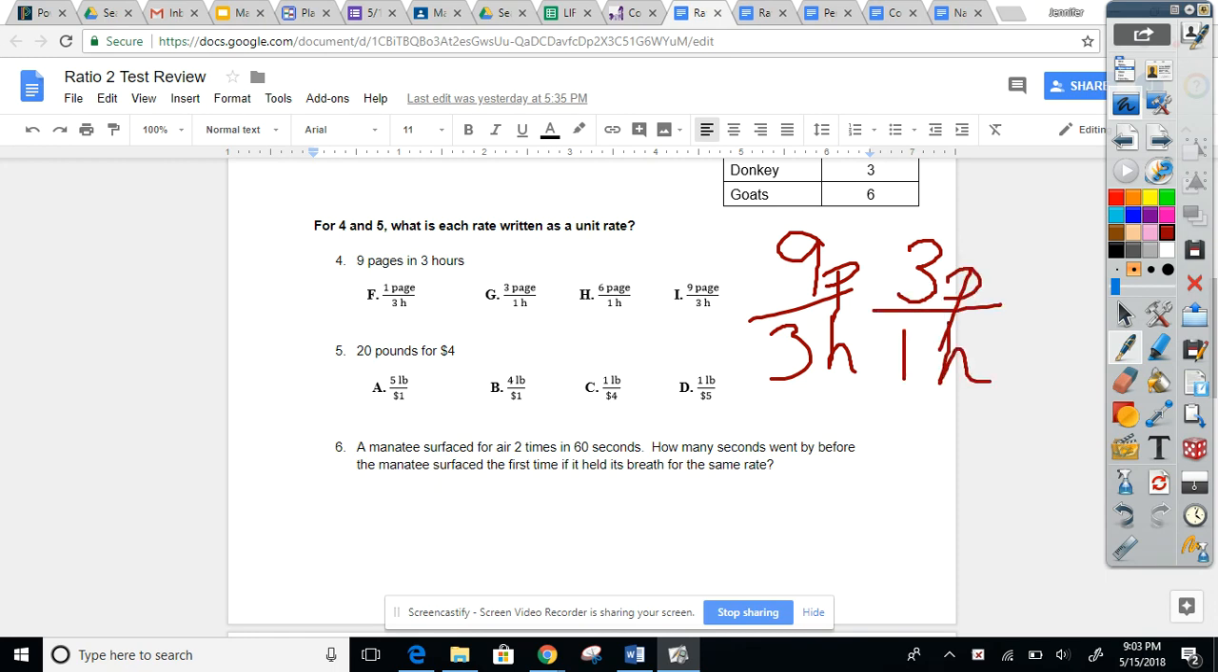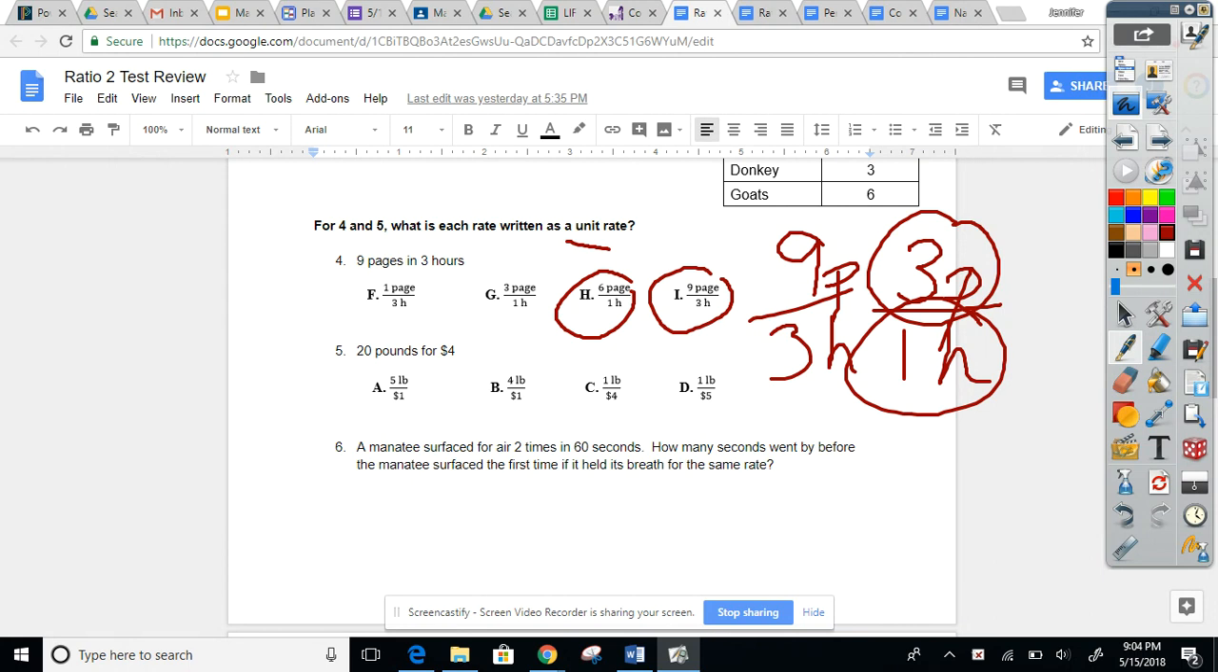Please make sure our pages stay with our pages and our hours stay with our hours, because look at these answer choices. They will confuse you. For this one, it's just the same thing as before. That's not a unit rate. For H, that's 6 pages in 1 hour. 9 divided by 3 is not 6. Now we look at F and G. If you're not careful, you could get these switched up. We have 9 pages in 3 hours. That means we have 3 pages in 1 hour. So the correct answer would be G. Do not get those confused.